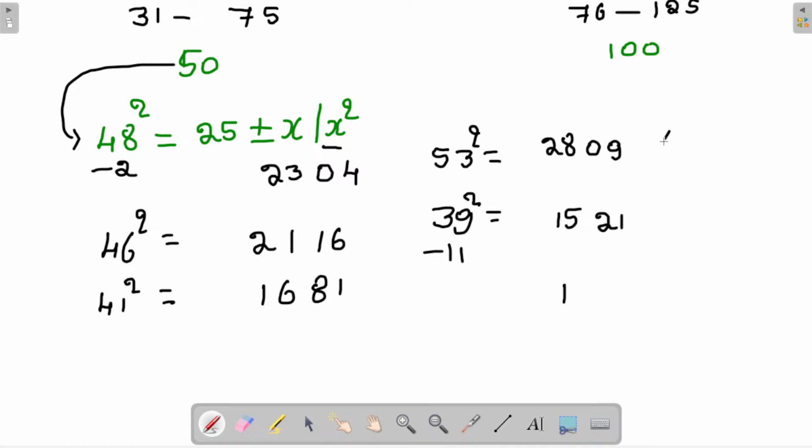So for example, 69 square, I want the answer. What is the difference? 19. 19 square is 361. That you have to know up to 30. If you know it, you are able to tell the answer like this. So 19 square is 361. 61 only we have to write. 3 we take as carry. Then 25 plus 19, 44, plus 3, 47. That's our answer. I hope it is clear. Write on this first.